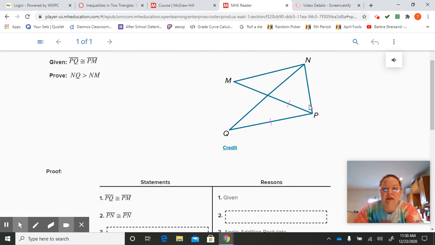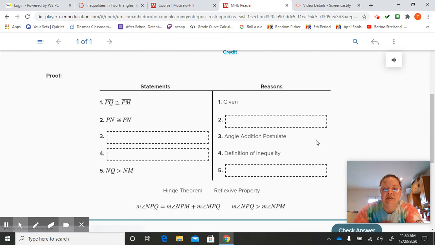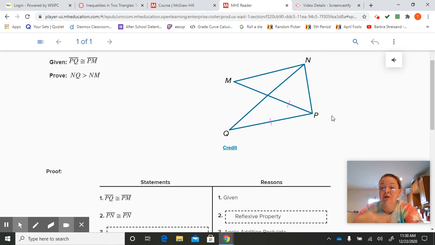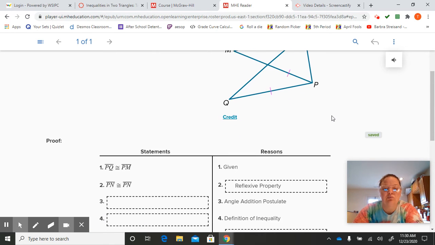So we know that PN is congruent to PN. That is the reflexive property. Right? Anytime you say something is congruent to itself, that's the reflexive property.